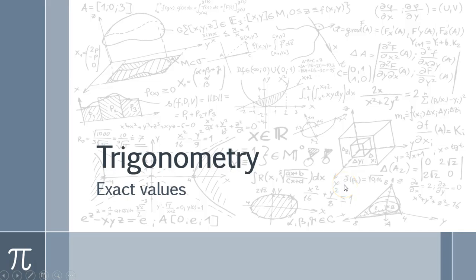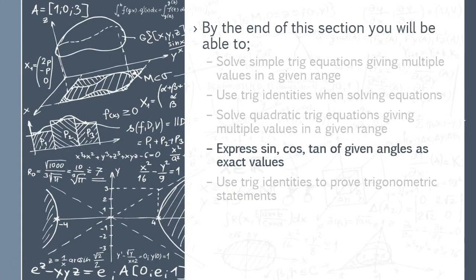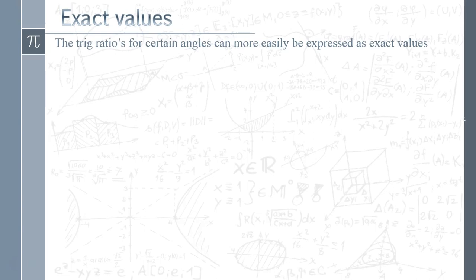Hi, and so moving ever onwards with our trigonometry, we're going to have a look at how we can express trig ratios as exact values. There's a couple of sneaky little tricks along the way that, if you're familiar with them, really help you out when you're dealing with the tougher stuff, particularly next year. So here we go. We're going to express sine, cos, tan of angles as exact values, using square roots along the way. So off we go.